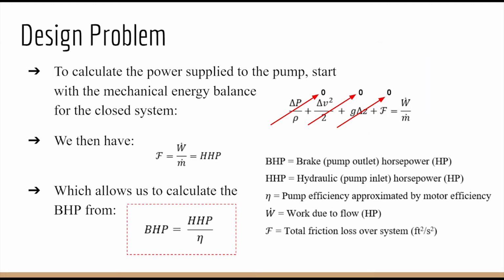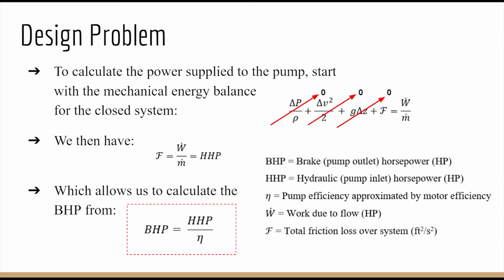Using the total friction loss solved to find the pressure drop, we can also find the power consumption of the pump. We know that the work of the system is equal to the PV workflow plus the shaft workflow. This is equal to the PV workflow on its own because the shaft work is negligible for this system. From the energy balance, we also know that the total friction loss is equal to the workflow of the system divided by the mass flow rate. Then we know that the hydraulic horsepower, or the HHP, which is the energy transferred to the water, equals the PV workflow, or the work of the system.